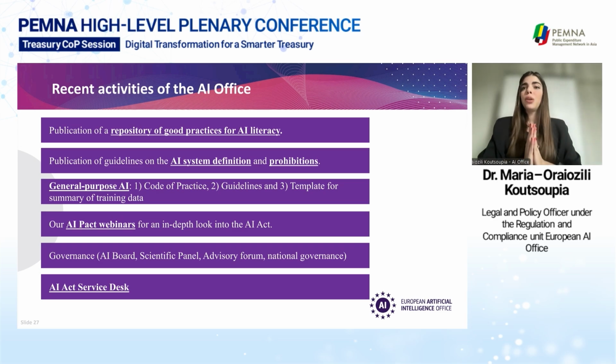Recent activities of the AI office, just to keep in mind in case you want to know more about what we are doing here. We have published a repository of good practices for AI literacy. AI literacy is one obligation in the AI Act. It means that whoever is working with AI has to know what they're doing with AI, so they need to be trained. We have guidelines on the AI system definition and prohibitions, as I said before, with good examples. We have the general purpose AI code of practice, how to navigate when the big models are in place, guidelines, and a template for the training data. Of course, there are also webinars online, and the governance is in place.